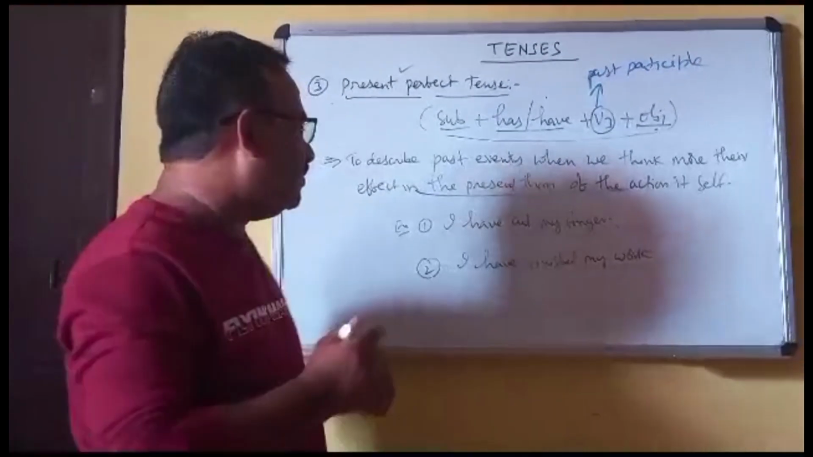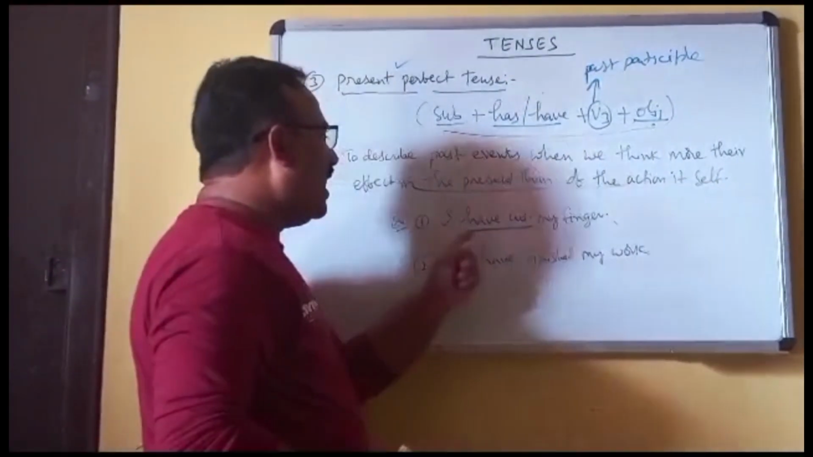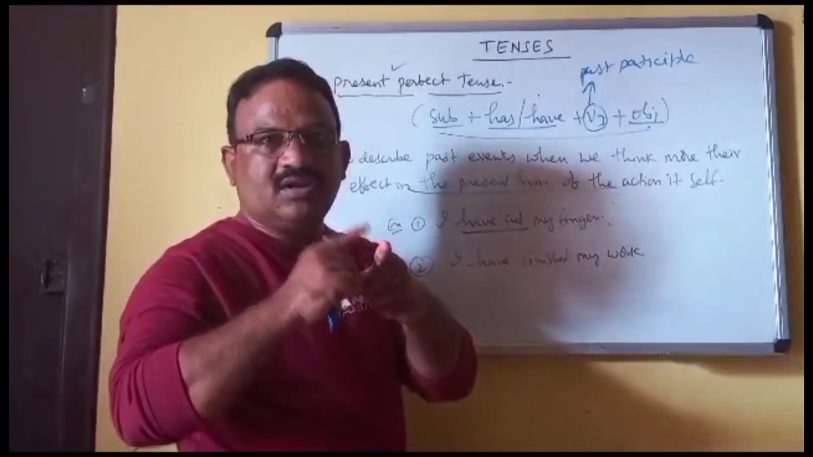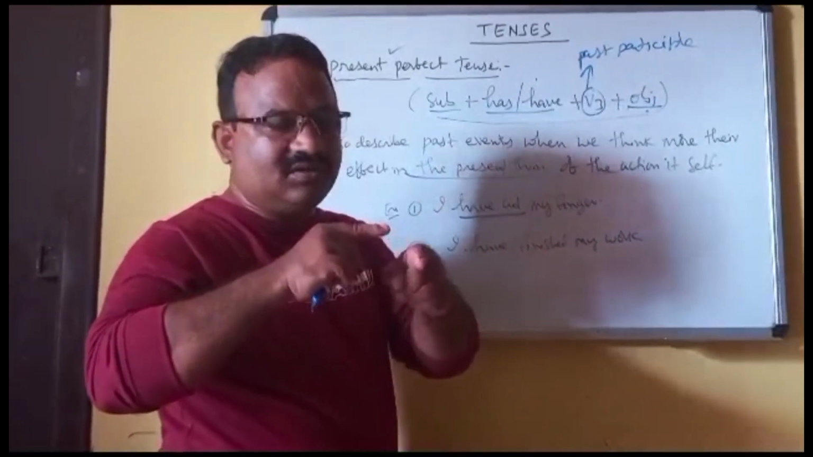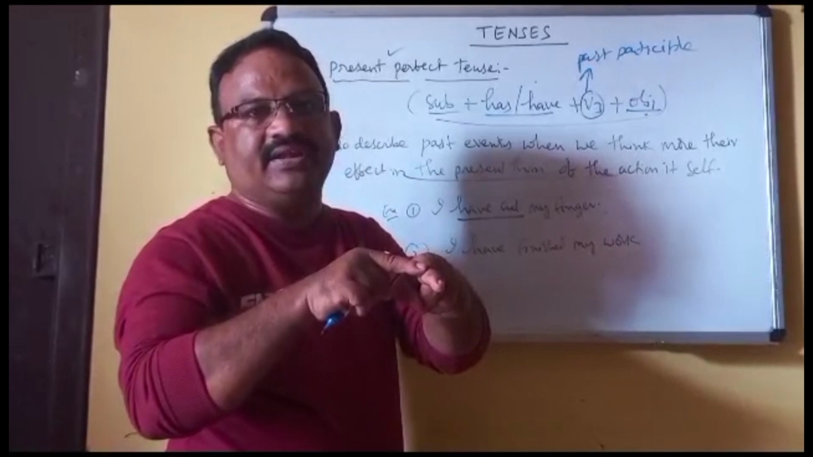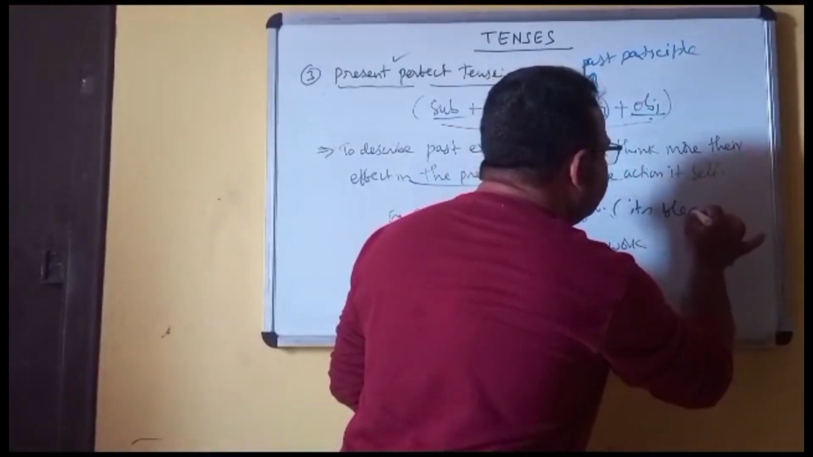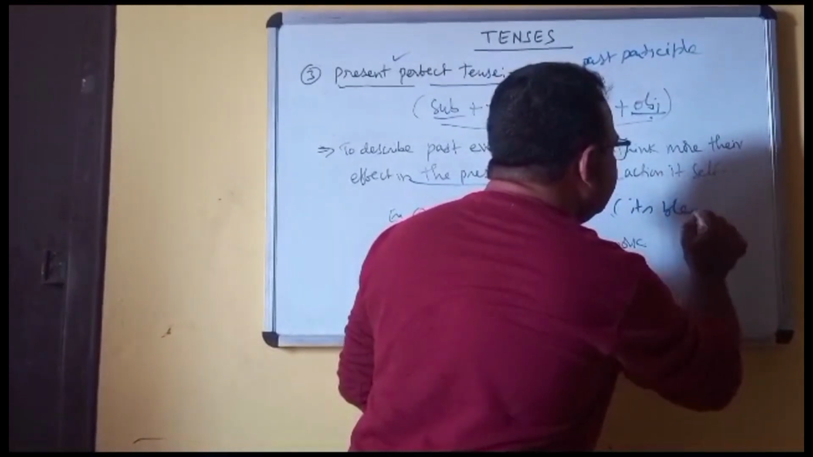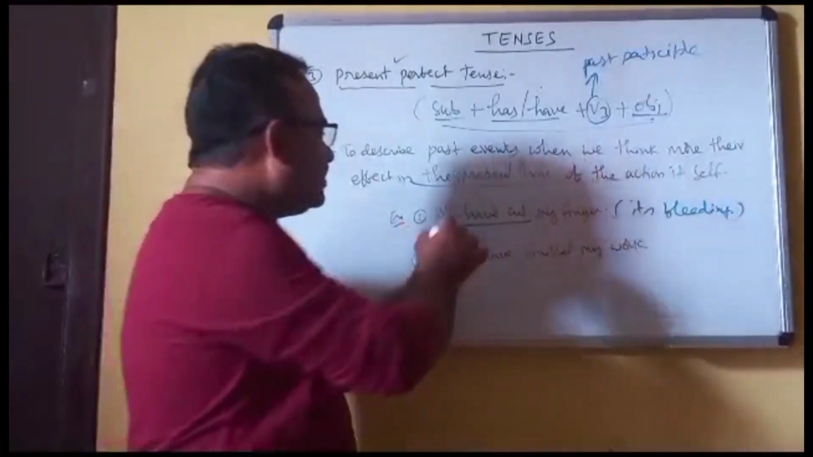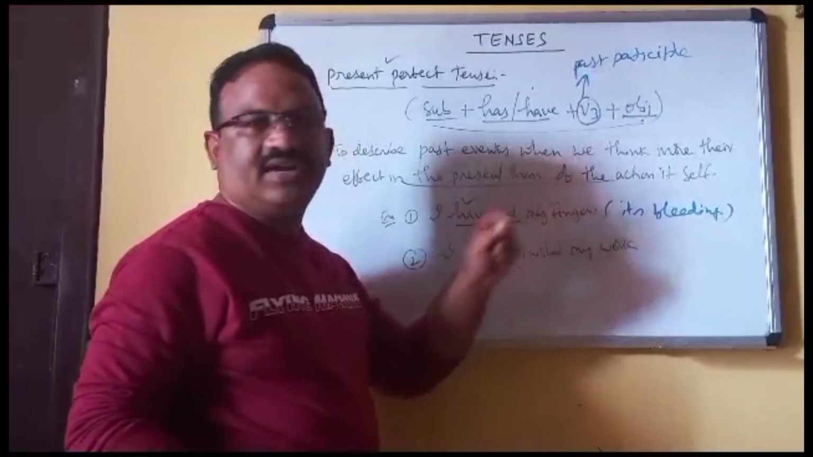Let us see an example. I have cut my finger. That happened in the past, but the result, the injury, is still there, or it is bleeding. So that effect is there. So that's why you have to use present perfect tense. I have cut my finger.